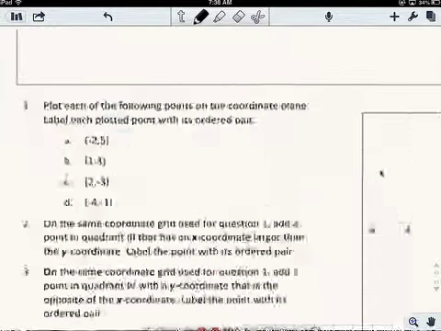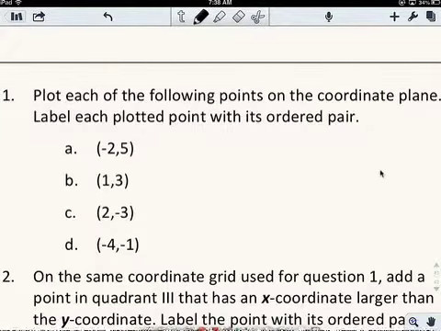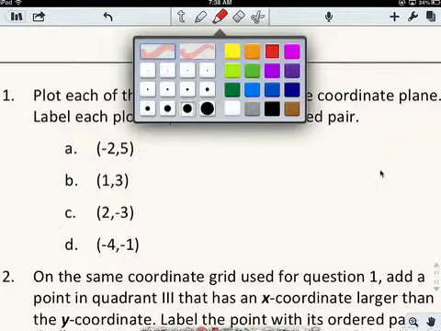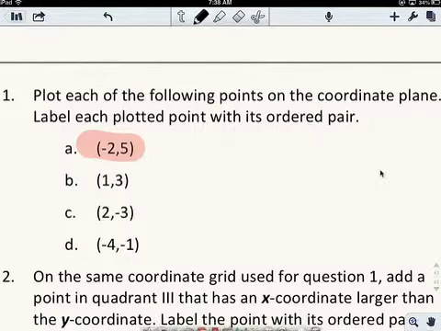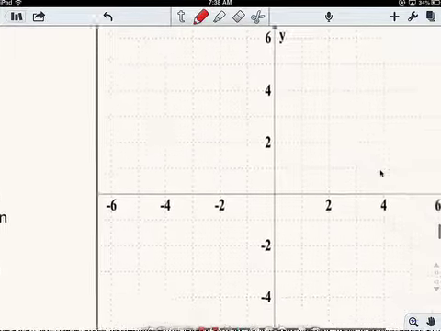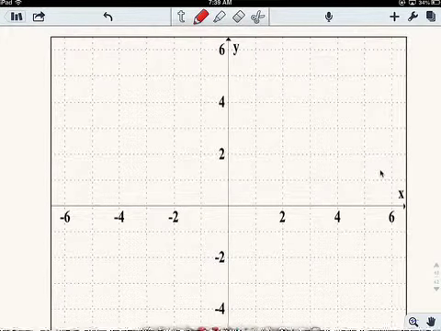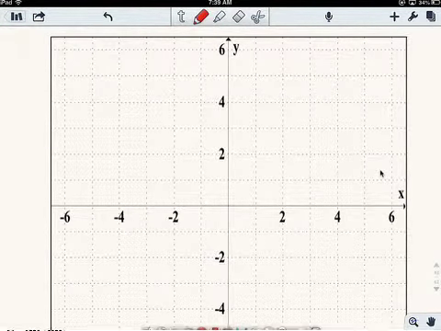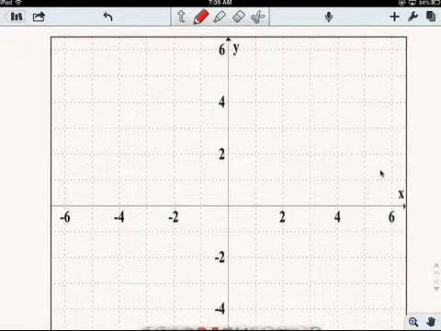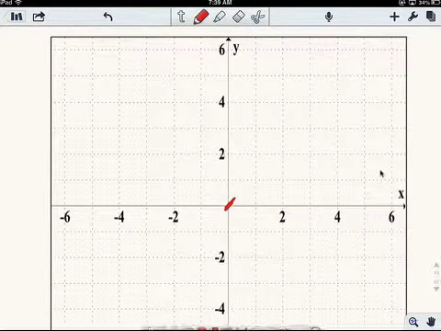And so -2, 5 is going to be first. I'm going to color coordinate this so we can see it nicely. So this first one I'm going to plot in red, -2, 5. So -2, 5. The -2 is the x-coordinate. That means I'm going to start at the origin. So my pen is right here right now.